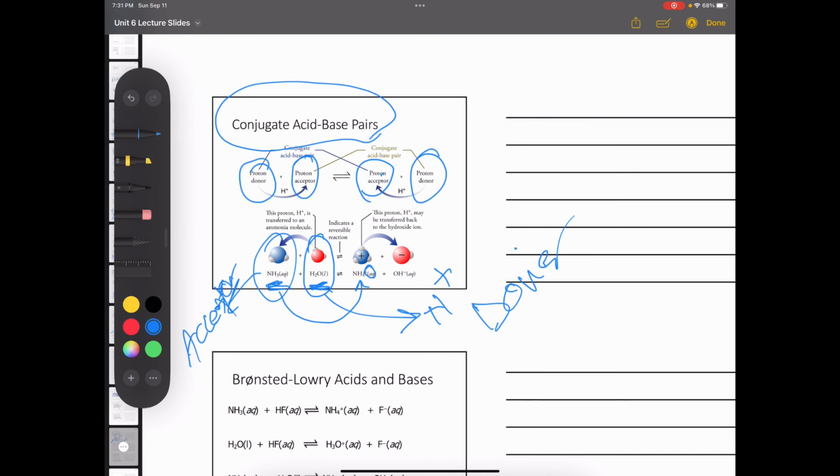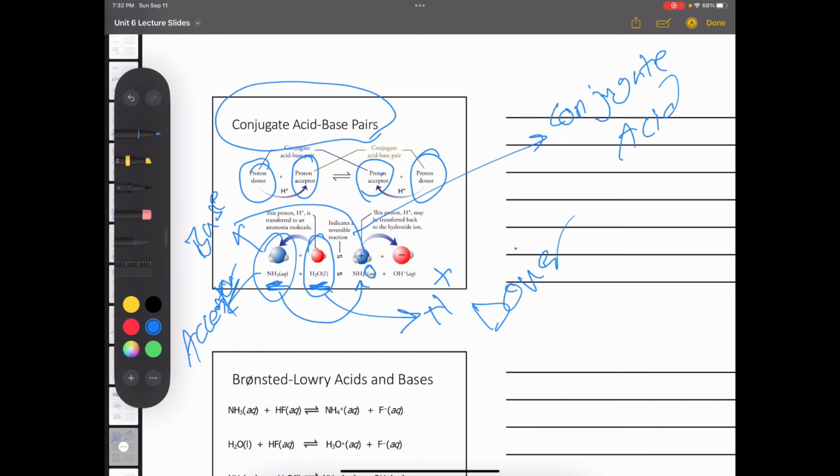Okay, the ammonia is the acceptor, so ammonia will be considered the base, which would make the ammonium the conjugate acid. The reason we call it the conjugate acid is that if this ammonium loses the proton, it will go back to the original ammonia. So the ammonia and the ammonium will be considered a conjugate acid-base pair.